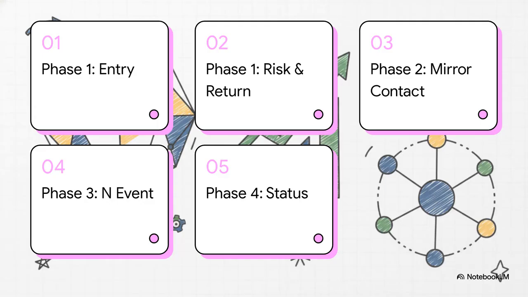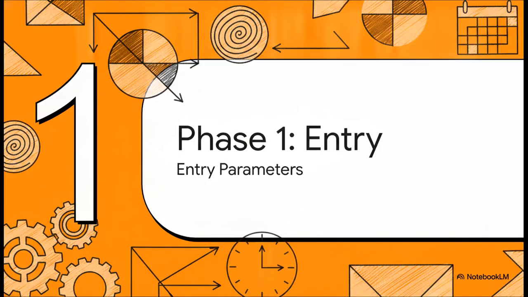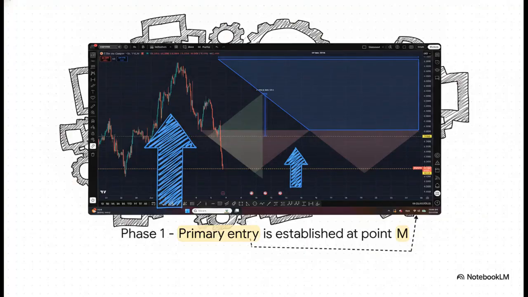So, for today's documentation, we'll be covering Phase 1 entry parameters, Phase 1 risk and returns, Phase 2 mirror contact, Phase 3 N event, and finally the Phase 4 completion status. Starting things off with Phase 1 entry parameters. Okay, looking at the visible events for Phase 1, well, they're completely fixed.